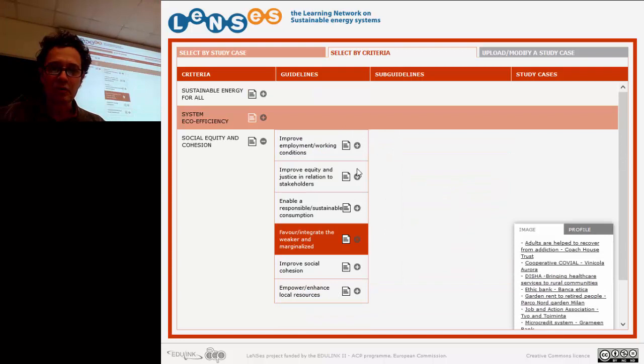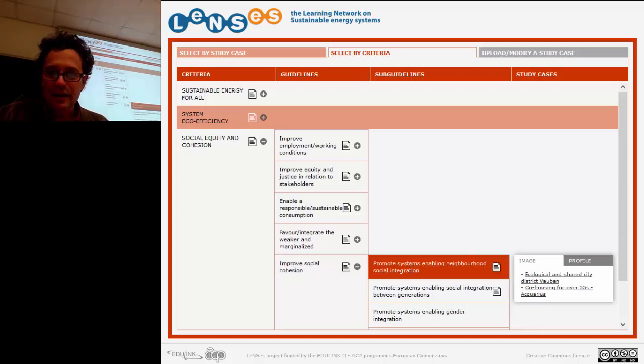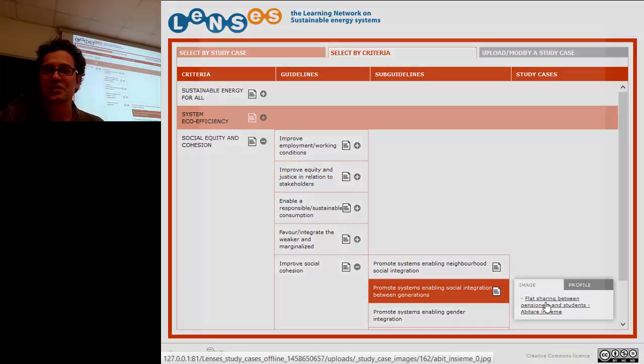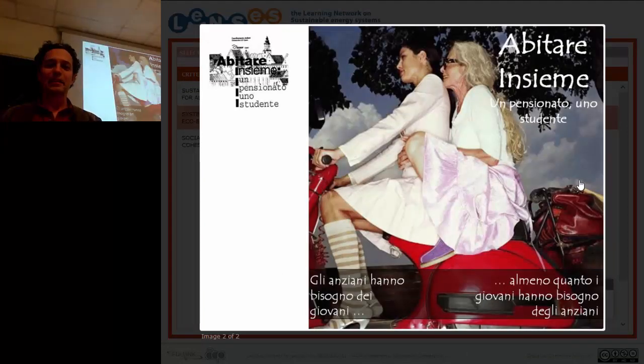Let me go to improve social cohesion, to the last example. Okay, I show you. Yes, to promote systems enabling social integration between generations. This is a nice one, Abitare Insieme. This is based in Como, where even Politecnico has a location, and even some Erasmus students are coming here. They have to find a place to live.